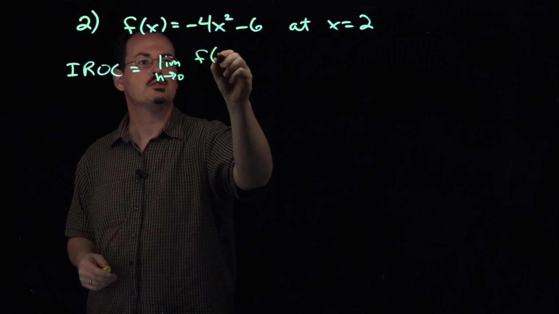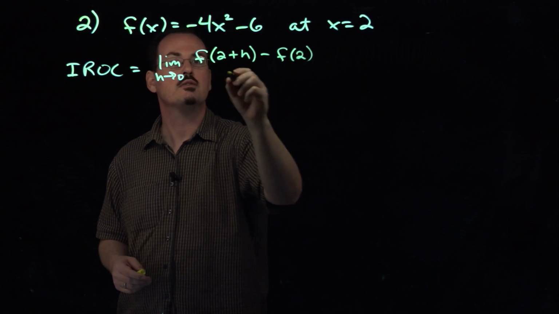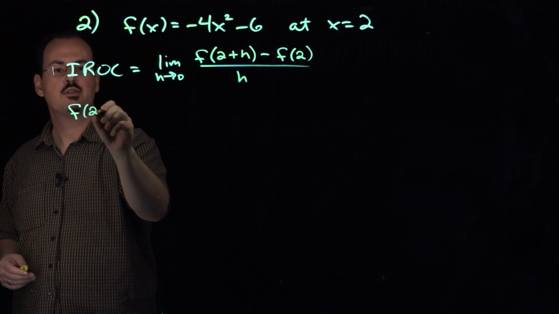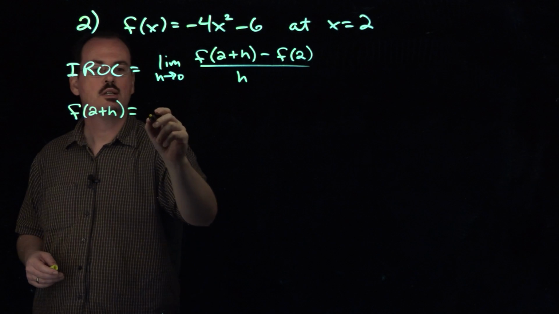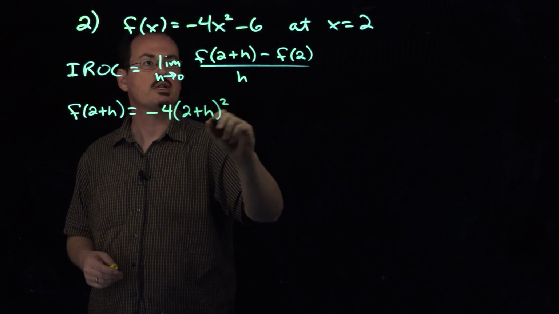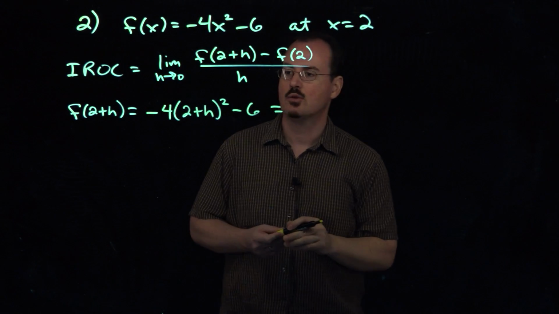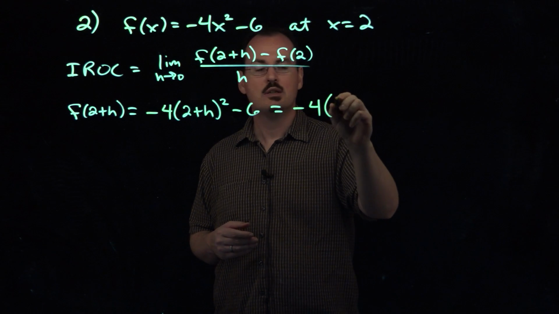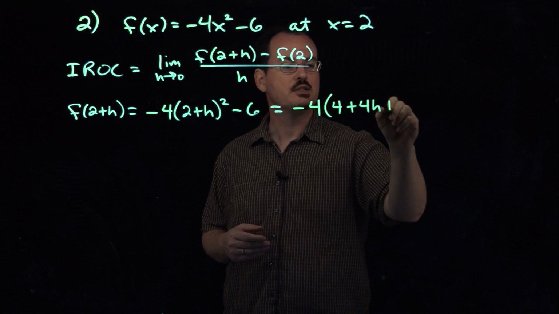plus h, in this case a is 2, so f of 2 plus h minus f of 2 divided by h. So f of 2 plus h is the value that we get when we plug 2 plus h in for the x there. So we're going to get minus 4 times 2 plus h quantity squared minus 6. And if we remember again, 2 plus h quantity squared is the same thing as 2 plus h times 2 plus h, which is going to get us 4 plus 4h plus h squared.